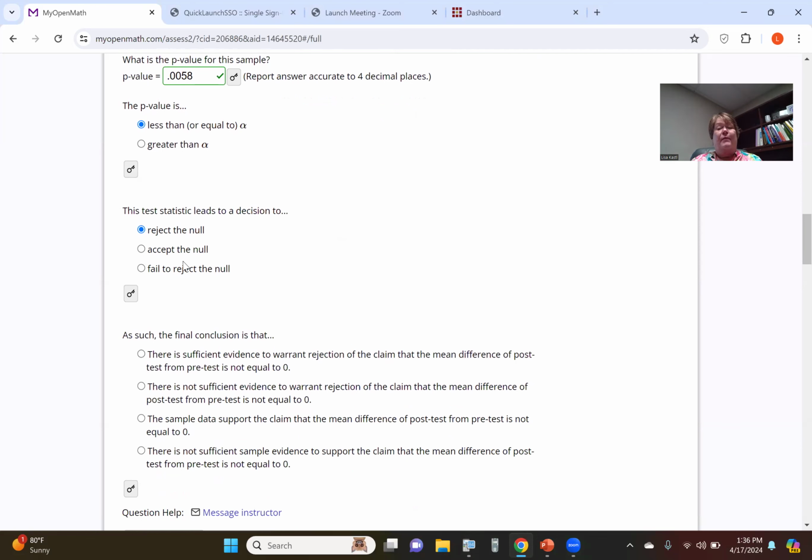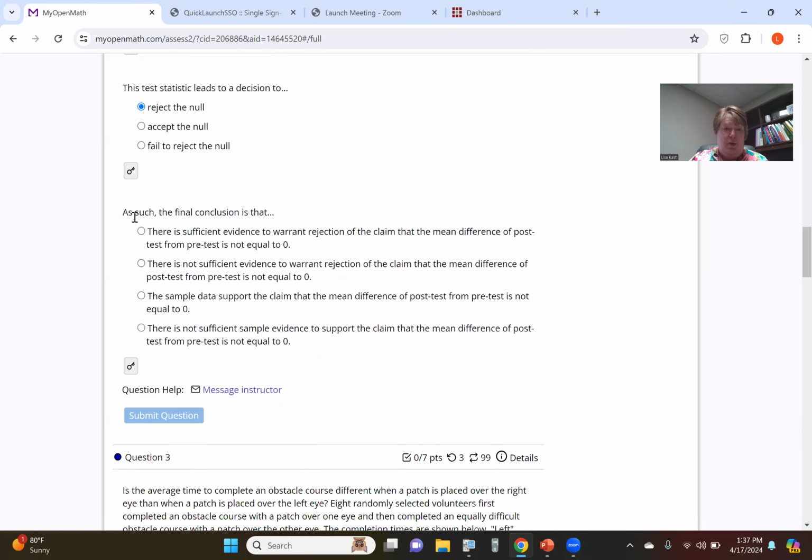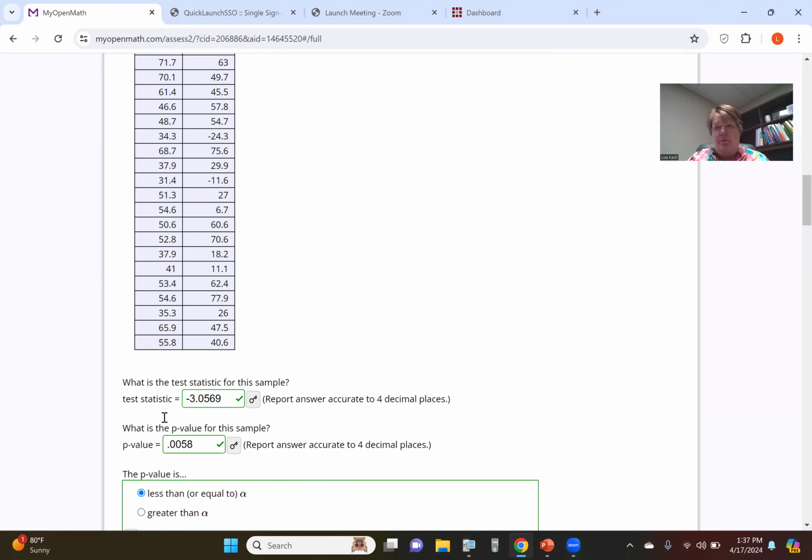So what does that mean? If I reject the null hypothesis, my sample data supports the alternative. So my sample data is supporting the alternative that there is a difference, that mu sub d is not equal to 0. So there appears to be a difference in pre-test and post-test. Which of these four is true? The sample data support the claim that the mean difference of post-test from pre-test is not equal to 0. That's what it supports. There does appear to be a difference. Woohoo, got it right!